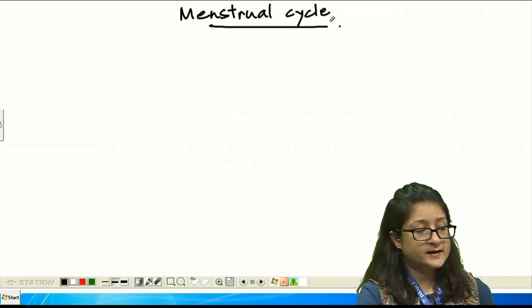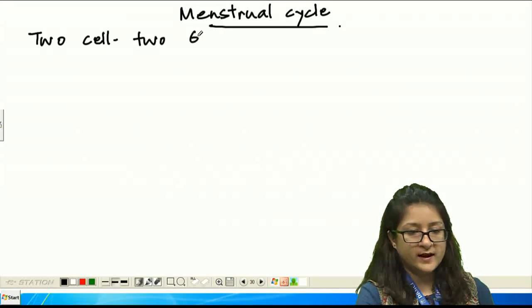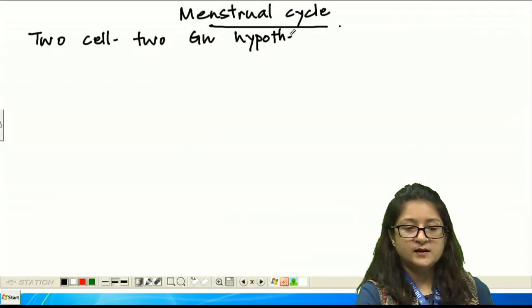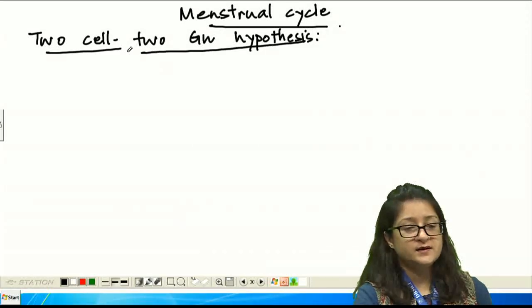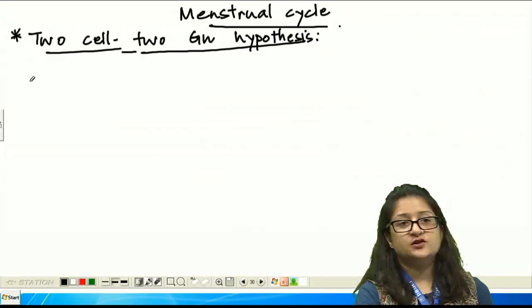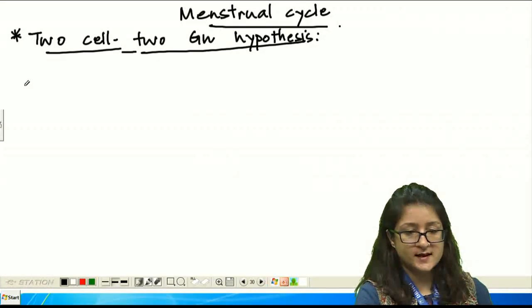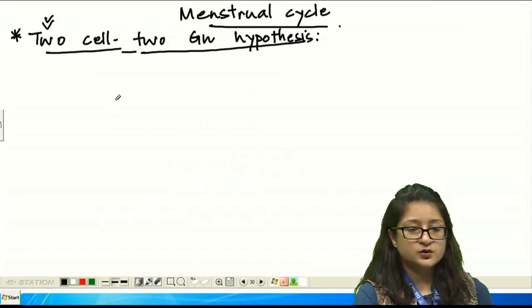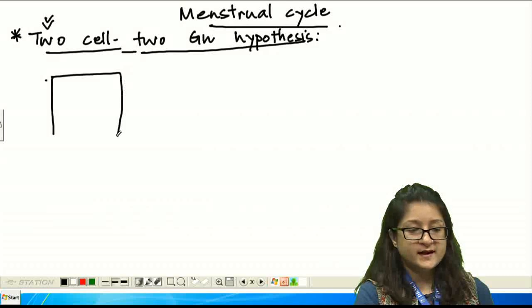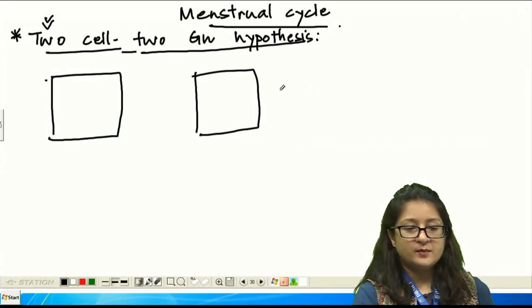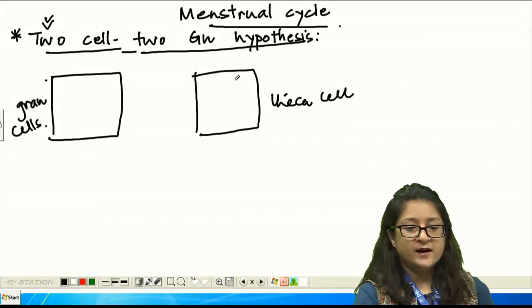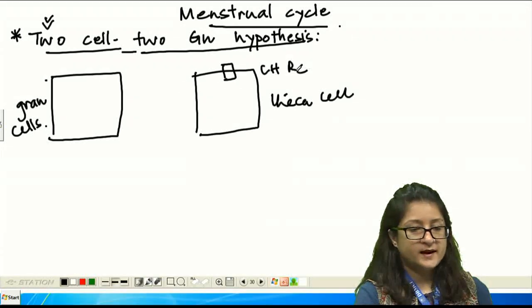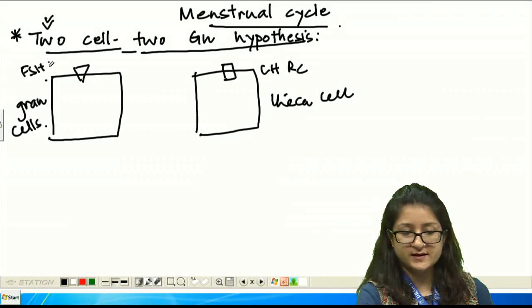Before we talk about the menstrual cycle, let us talk about the two gonadotropin hypothesis. This is what governs the menstrual cycle. When we answered this question that FSH receptors are present on the granulosa cell, this is what we are talking about: the two-cell-two-gonadotropin hypothesis. For example, if this is the theca cell and this is the granulosa cell, the theca cell has the LH receptor and the granulosa cell has the FSH receptor, all right?